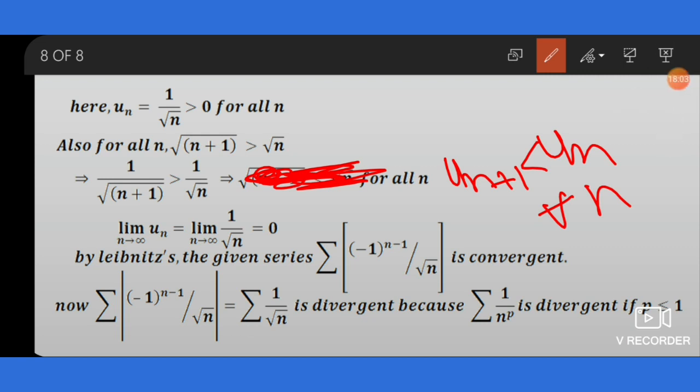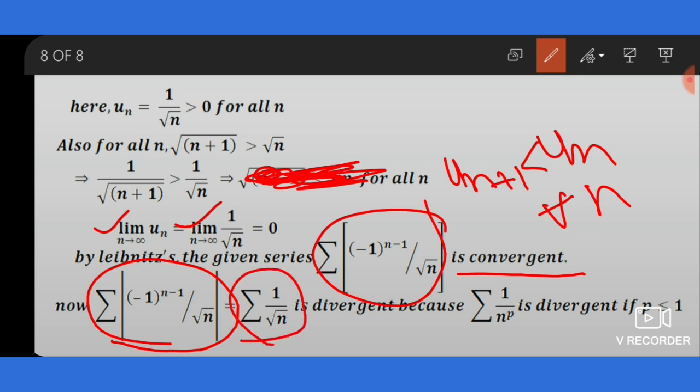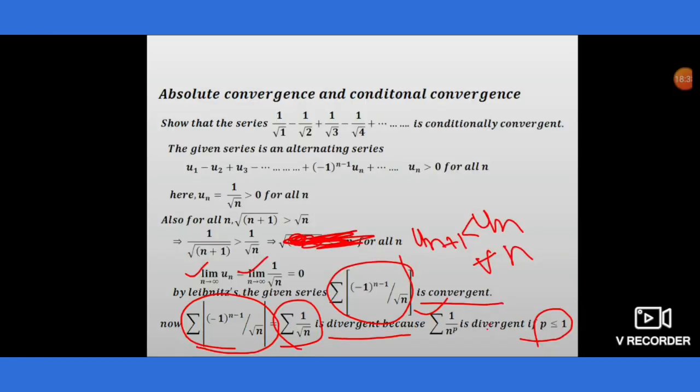So it is an alternating series in which each term is numerically less than the preceding term, and the limit as n goes to infinity of un equals the limit as n goes to infinity of 1 upon root n, which equals 0. By the Leibniz test, the given series summation is convergent. Now summation of the modulus is divergent because summation 1 upon n to the power p is divergent if p is less than or equal to 1. The given series is conditionally convergent.